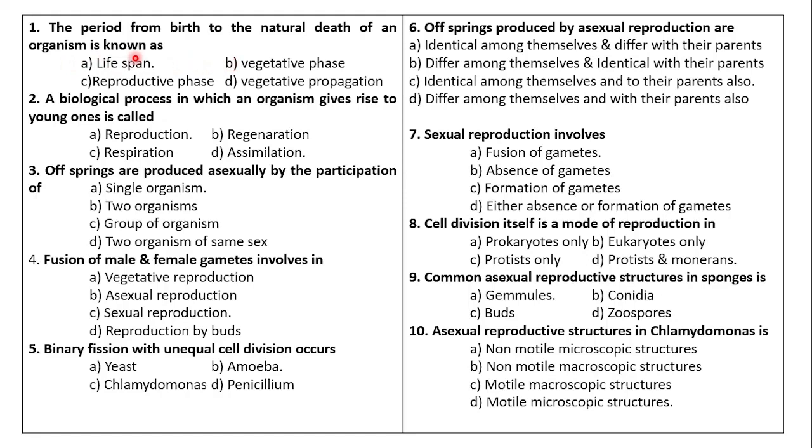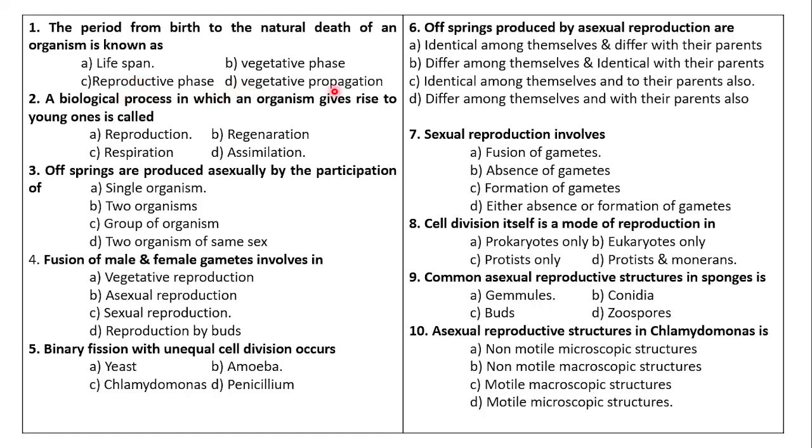You know that option A, lifespan, is correct, but why the others are wrong and what they mean, you have to make confirmed. Option B, vegetative phase: it is not the phase from birth to natural death, but the phase of life from birth to the maturation phase. Birth to maturation phase is the vegetative phase, and after the maturation phase comes the reproductive phase, that is option C.